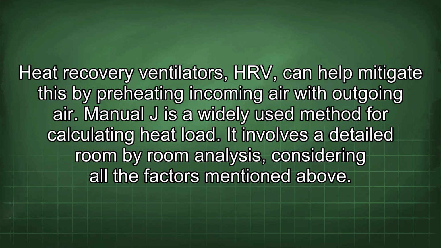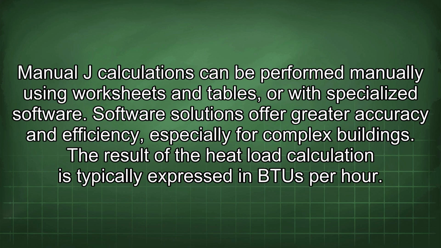Manual J is a widely used method for calculating heat load. It involves a detailed room-by-room analysis, considering all the factors mentioned above. Manual J calculations can be performed manually using worksheets and tables, or with specialized software. Software solutions offer greater accuracy and efficiency, especially for complex buildings.